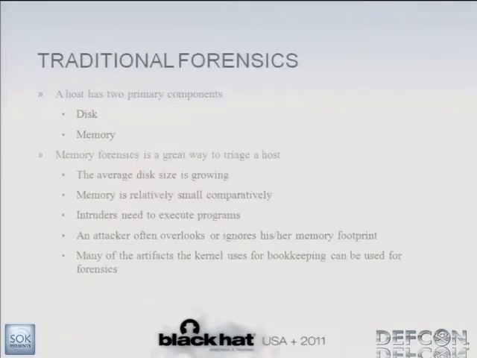So traditional forensics is a broad overview. A host has two large sources of information for forensics: the disk and memory. Lately, memory has become a great way to triage a host in a forensics investigation. The reason for this is that the average size of disks is growing extremely high. Most hard drives out there come at least 250 gigabytes. I know people in this room probably have way more storage space than that. So searching through that whole image or dumping a full copy of the hard drive is getting to be a much longer process. And memory can really help you speed up what you're looking for.